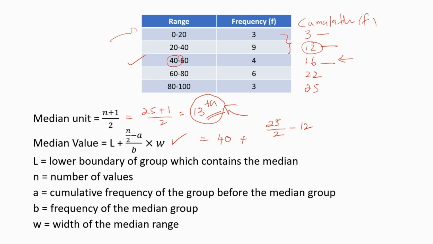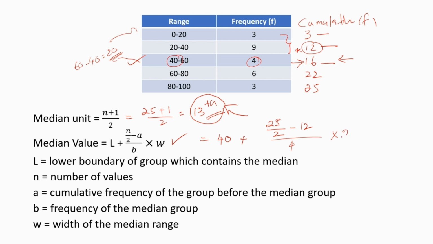Cumulative frequency of the group before the median group. This is the median group, so this will be the group before the median group. So 12 divided by B. B is the frequency of the median group, which is 4, multiplied by W. W is the width of the median group. Width is the difference of this range, 60 minus 40 is 20. This is the width of the median group.